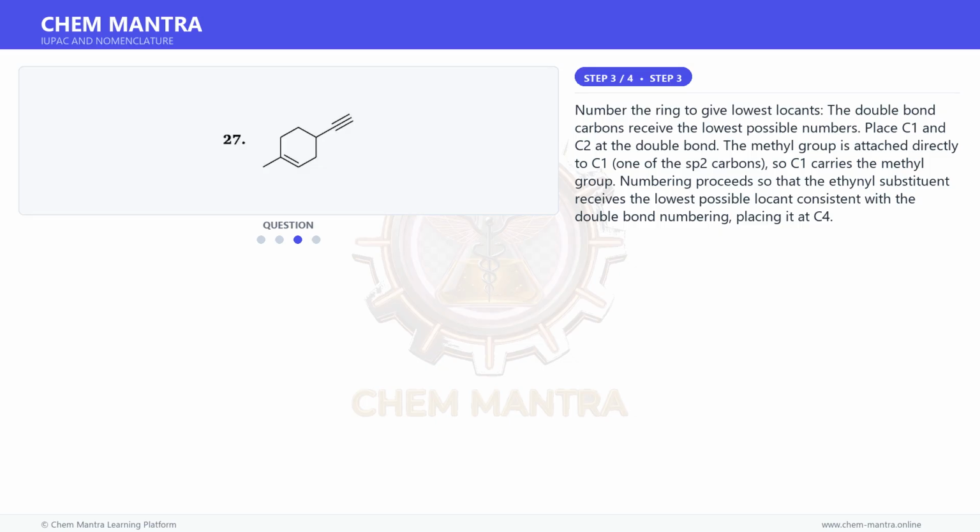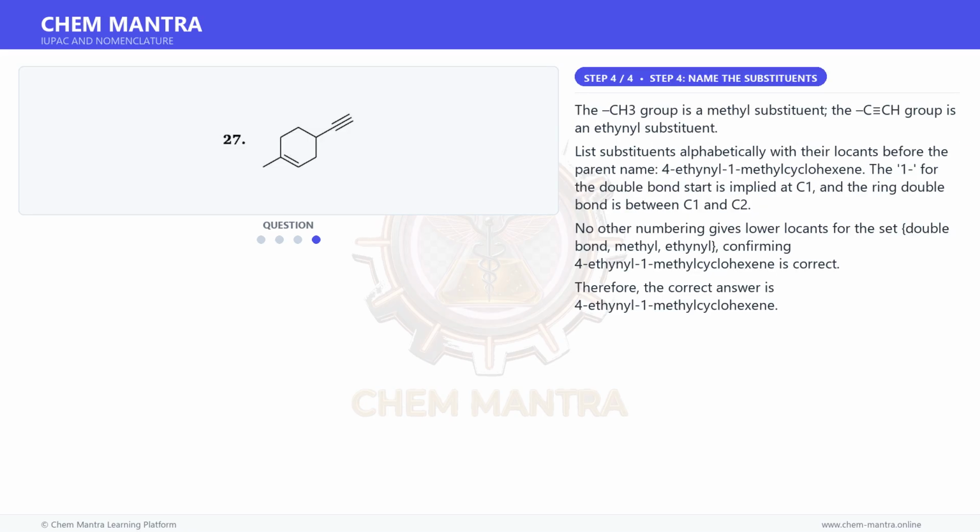Number the ring to give lowest locants. The double bond carbons receive the lowest possible numbers. Place C1 and C2 at the double bond. The methyl group is attached directly to C1, one of the sp2 carbons, so C1 carries the methyl group. Numbering proceeds so that the ethinyl substituent receives the lowest possible locant consistent with the double bond numbering, placing it at C4. And for the final step.